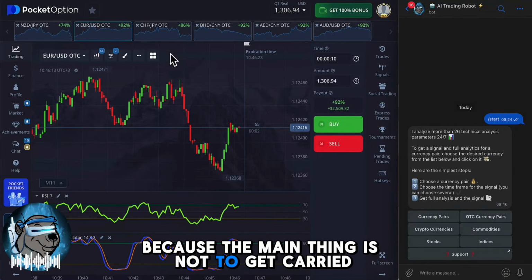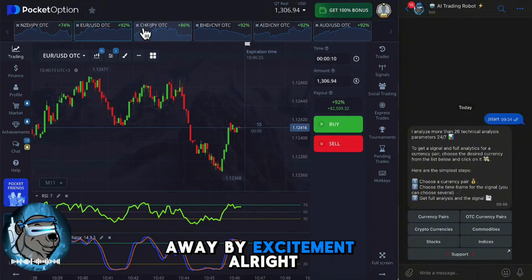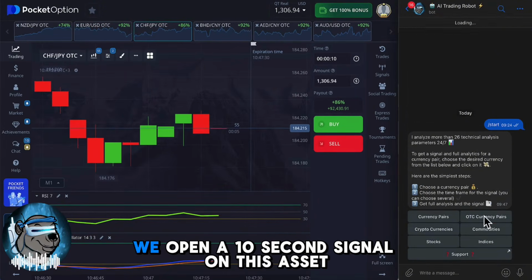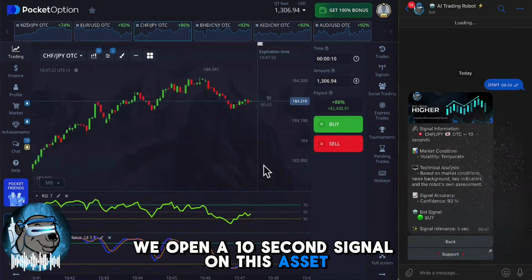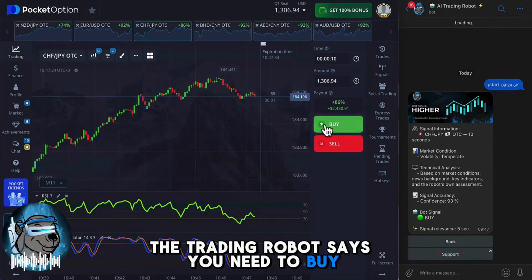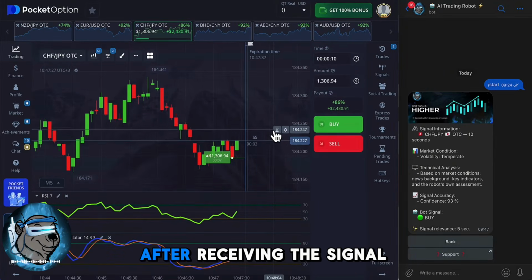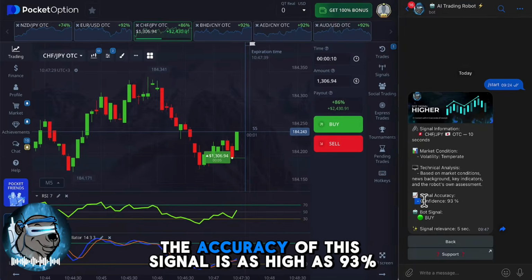Because the main thing is not to get carried away by excitement. Alright, Swiss franc, Japanese yen. We open a 10-second signal on this asset. The trading robot says you need to buy. I immediately opened a buy trade after receiving the signal. The accuracy of this signal is as high as 93%.